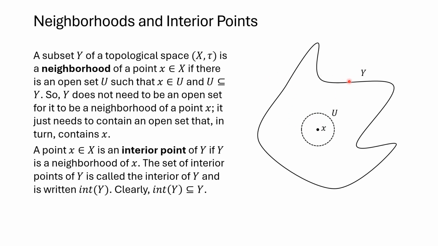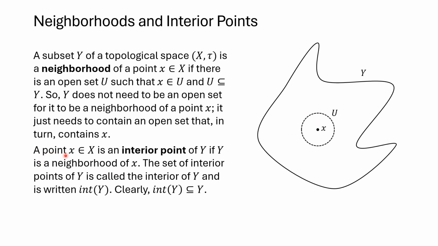So notice the key point here is that Y doesn't need to be open. This could be a closed set. It could be a set that's neither open nor closed. It could be a set that's both open and closed. And it could still be a neighborhood of x as long as Y contains an open subset U that contains x. So that's a neighborhood. It's a little bit complicated because of the misdirection here, but that's how it's defined.